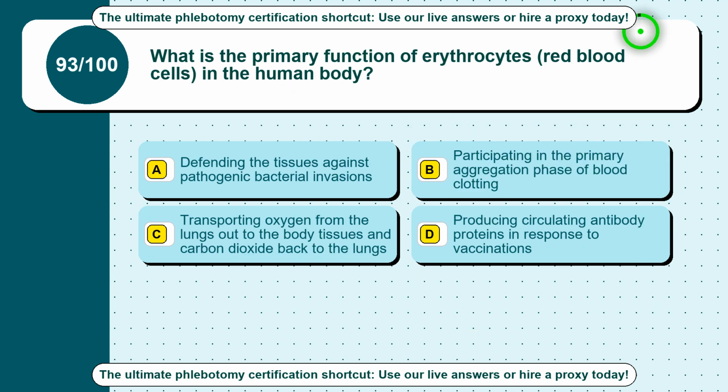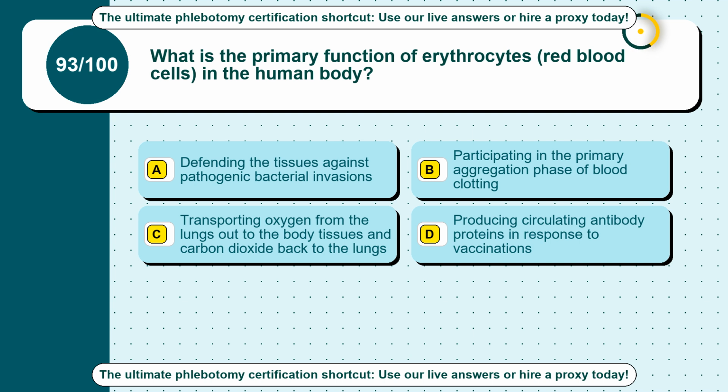Question 93. What is the primary function of erythrocytes, red blood cells, in the human body? Option A. Defending the tissues against pathogenic bacterial invasions. Option B. Participating in the primary aggregation phase of blood clotting.